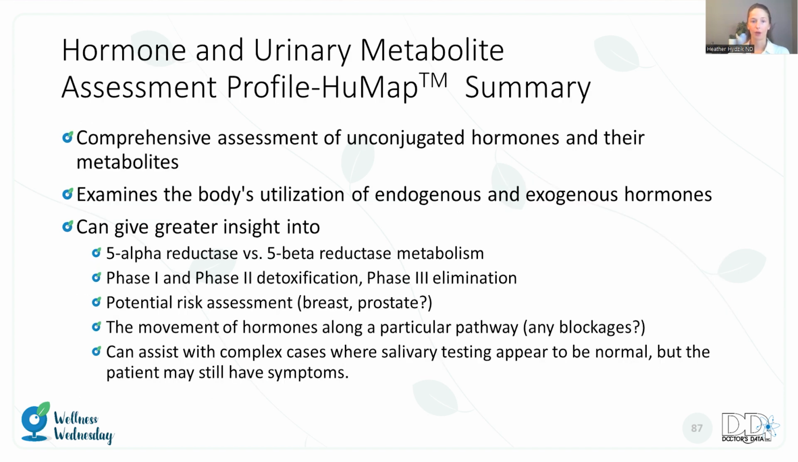Here are the main points that we've gone over today. This is what the HuMap can give you greater insight into. You can look at that 5-alpha versus 5-beta metabolism. You can look at phase 1, 2, and 3 detoxification. You can make a potential risk assessment, and you can look at the movement of hormones along a particular pathway, and it also is illustrated in full color for you. And this can assist you with complex cases where salivary testing might appear normal, but the patient still has symptoms.